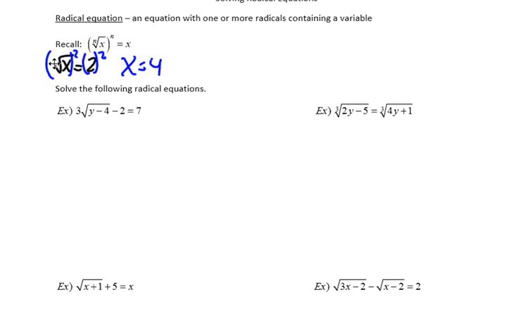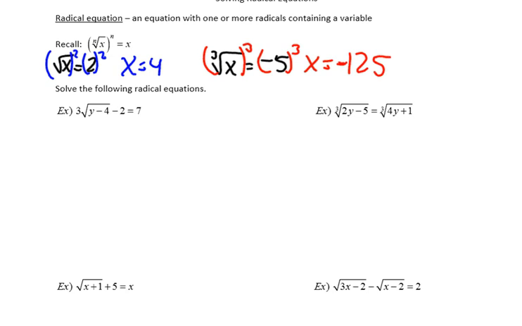Or I could take the cube root of x is equal to -5. Because the index is 3, I would cube both sides. And here x is equal to -125. Again, both of those are very easy to check, as the square root of 4 is equal to 2, and the cube root of -125 is indeed -5.